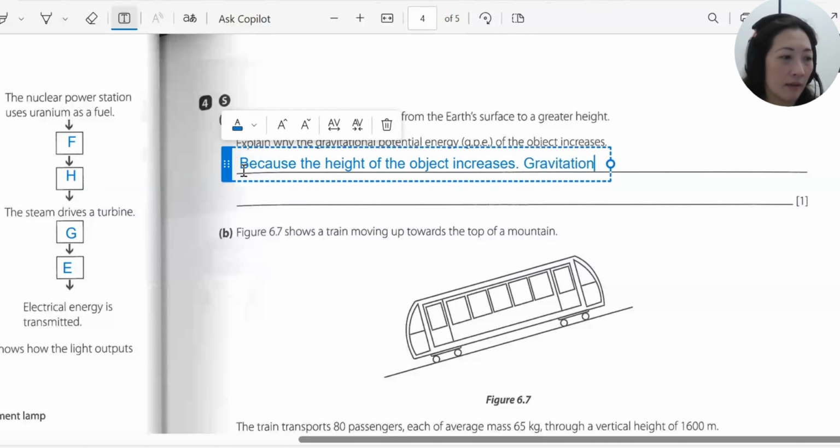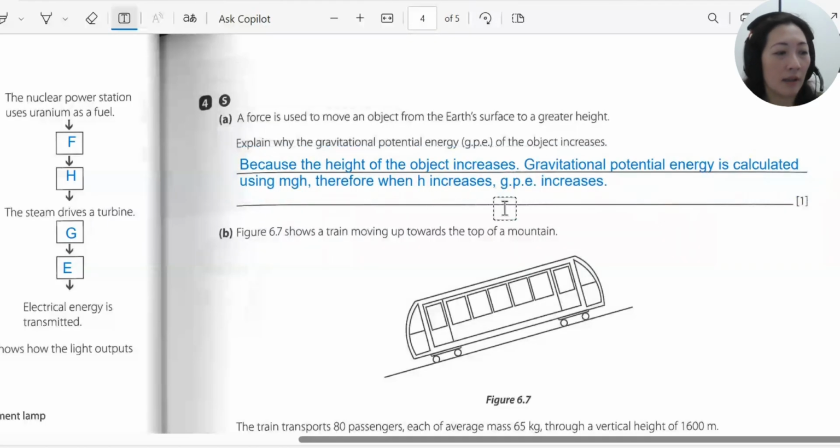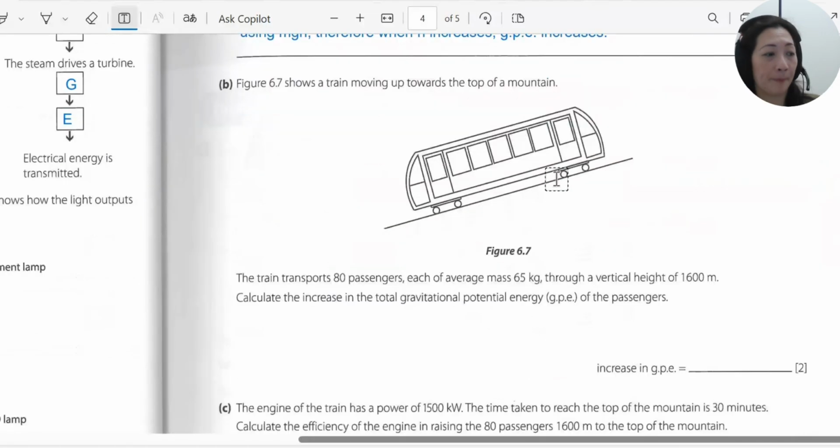GPE, let's write in full. Gravitational potential energy is calculated using mgh. Therefore, when h increases, GPE increases. So we can use a short form GPE here because the question wrote GPE. Otherwise, try to write it in full all the time.